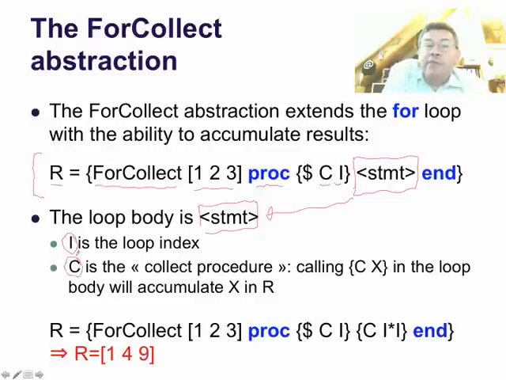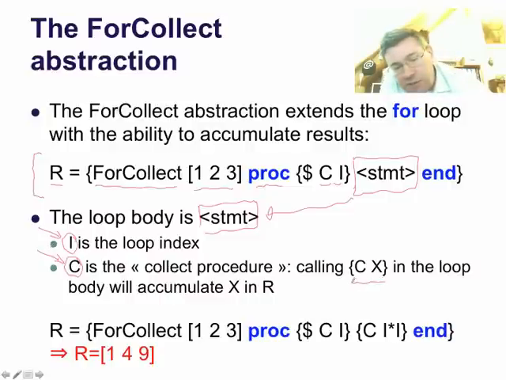First of all, the loop index, I, as usual, and second of all, a new thing, C. C is the collect procedure. So for collect actually creates this procedure, and it's usable in the loop body. So if I call C X in the loop body, I will accumulate X in the output list.